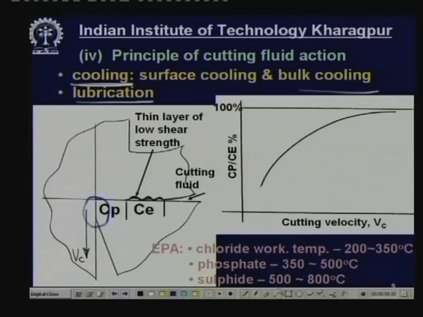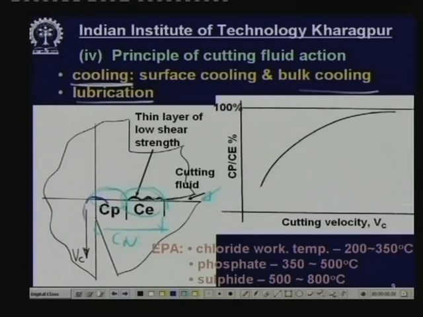This is the chip tool contact length, this much, and this is called natural contact length. This chip tool contact length has got 2 parts. One part is plastic contact length, which is bulk contact or solid contact, and the other one is elastic contact through high points of asperities. Now, the cutting fluid when applied, it can reach within this elastic contact zone, but it cannot reach in the plastic contact zone.